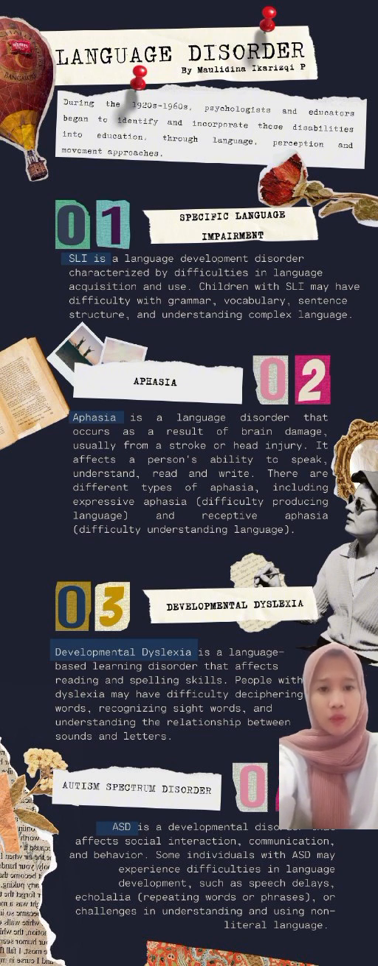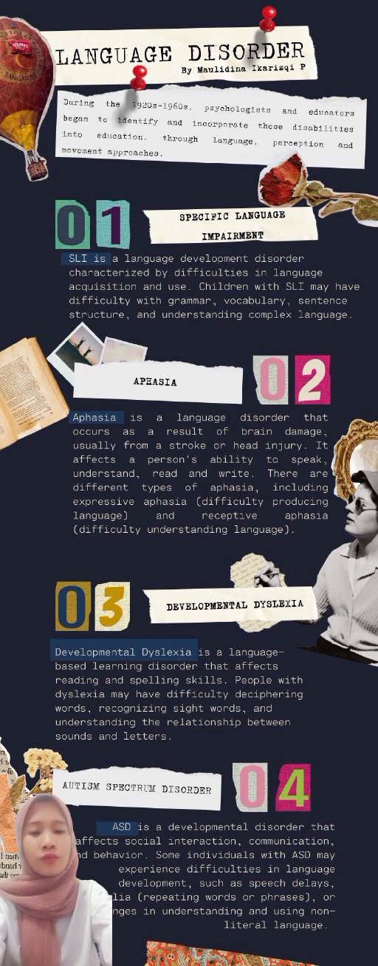So the third is developmental dyslexia. Dyslexia is a language-based learning disorder that affects reading and spelling skills. People with dyslexia may have difficulty decoding words, recognizing sight words, and understanding the relationship between sounds and letters.